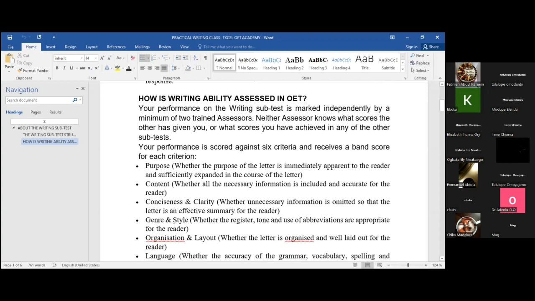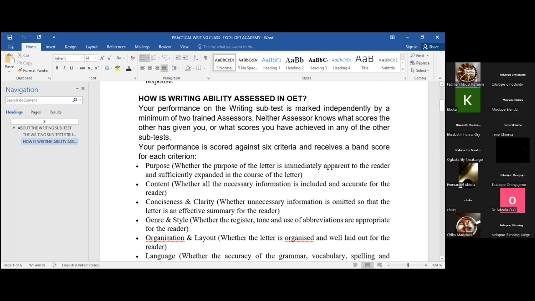So the next one is your genre and style, whether the register, tone, and use of abbreviations are appropriate to the reader. So for example, I'm writing to an occupational therapist and I'm using certain abbreviations, like maybe cerebrovascular accident. For example, I'm using CVA. Because you're writing to an occupational therapist, it's not appropriate because he may not understand what CVA means. But if I'm writing to a neurosurgeon, a neurologist, a doctor generally, if I use CVA, it's fine. He should understand what I'm trying to write in that context. So you have to be very careful about what you're writing in that context, so that you don't veer off from what is important.